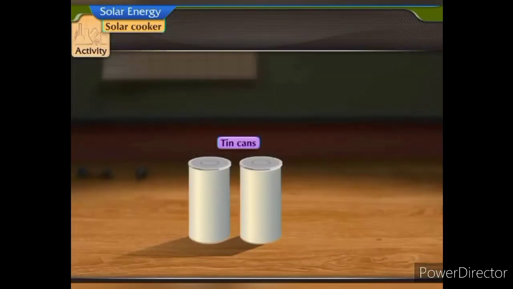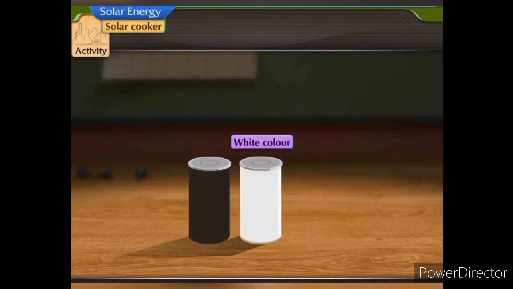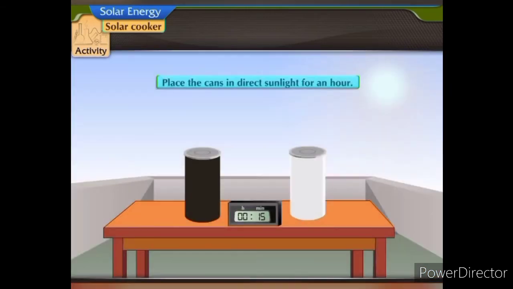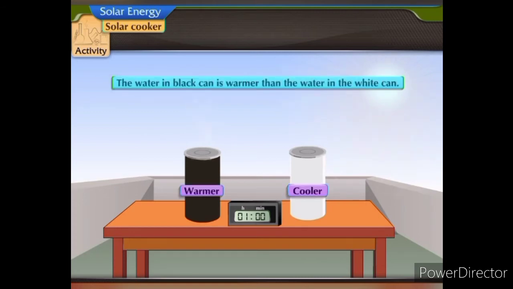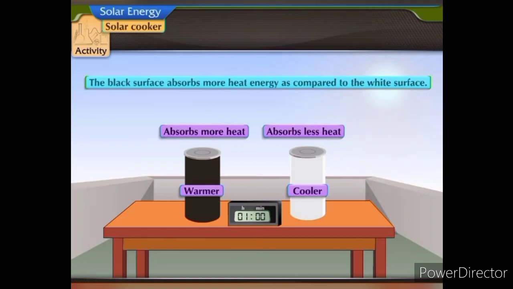Let us perform an activity. Take 2 tin cans. Paint one can black and the other can white in color. Fill both the cans with water. Place the cans in direct sunlight for an hour. After an hour, measure the temperature of water in both the cans. You will observe that the water in the black can is warmer than the water in the white can. It is because, under identical conditions, the black surface absorbs more heat energy as compared to the white surface.